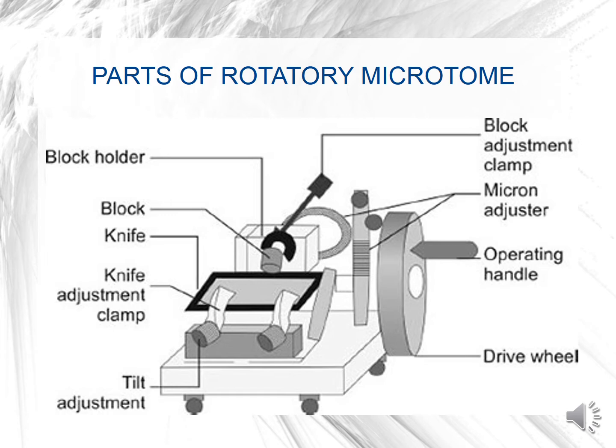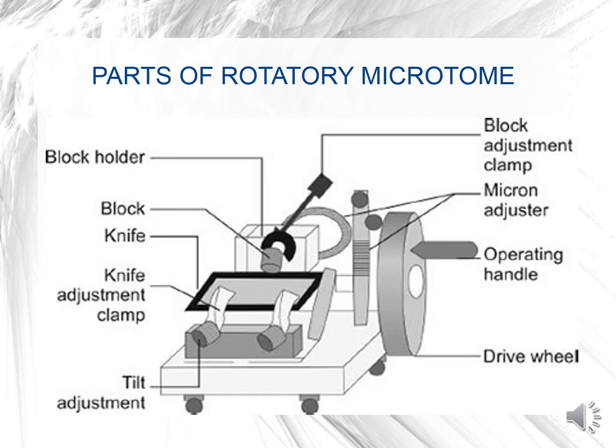Now, coming to the parts of the rotatory microtome, this is the most commonly used microtome, as I have said earlier, and is used in most of the labs in Chhattisgarh. Here we can see each one of these. This is the block holder, where we hold the block of tissue embedded sections. This is the block. Paraffin embedded sections are placed here.